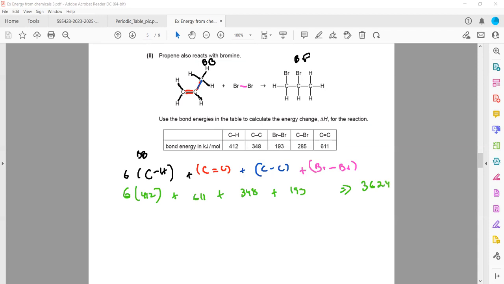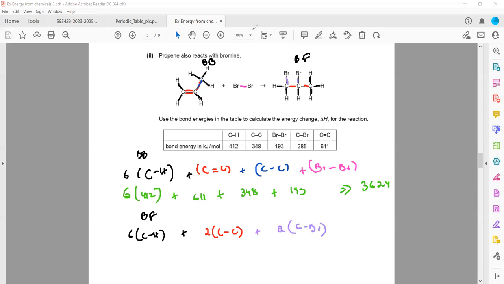Now the bond forming energy. First we identify what bonds we are forming. 1 CH, 2 CH, 3, 4, 5, and 6 CH bonds are there, so 6 times CH. Plus CC bonds, 1 and 2, so 2 carbon-carbon bonds are there. And then carbon and bromine bonds, 2 of them.